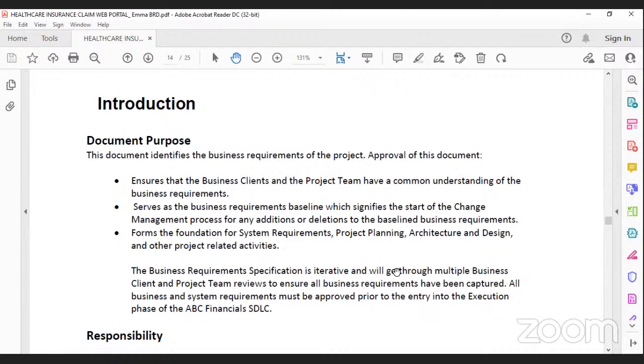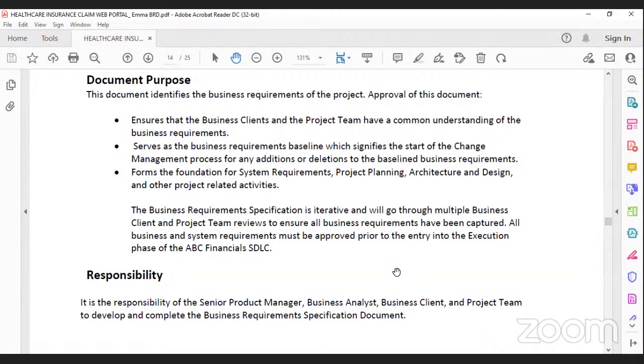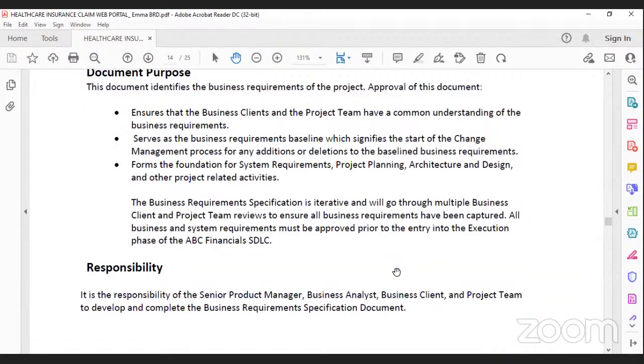It also helps us, as I said, to initiate or begin any change management. For you to do any change management, you cannot do without this. This is a baseline document and a requirement that you need to be able to do that. And then it also forms the foundation of the system requirements, project plan, architecture, design, and all that.